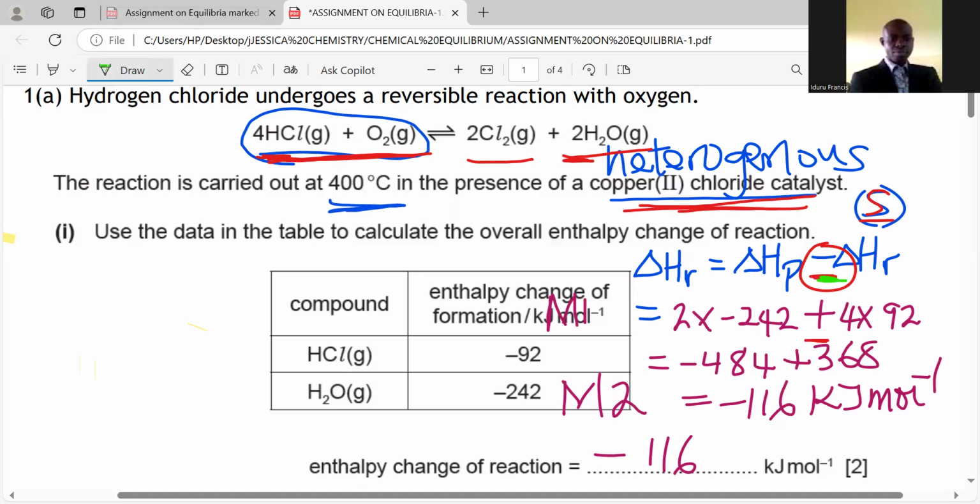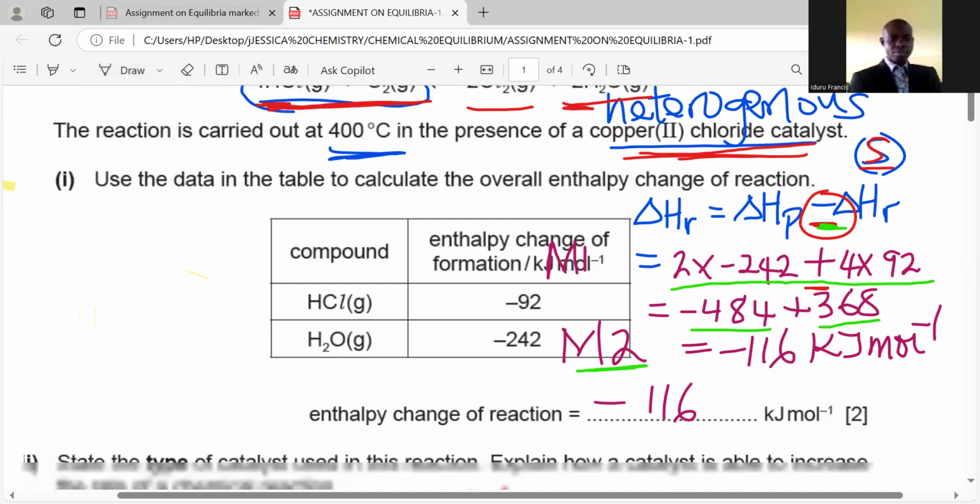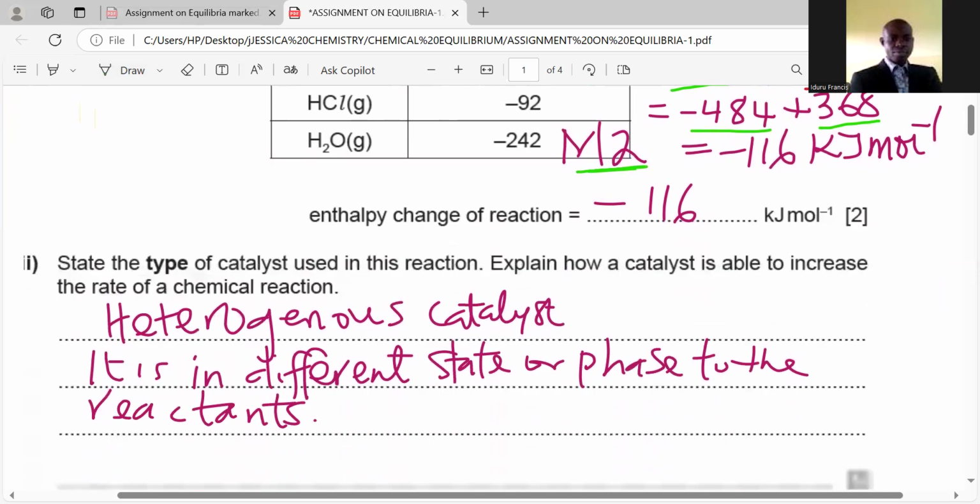So 4 times 92 will give me 368, while 2 times minus 242 will give me minus 484. Subtracting that, we're going to have minus 116 kilojoule per mole. The mark distribution: the first mark is on this, as your M1, and the second mark is on the answer, M2. That is 2 marks.